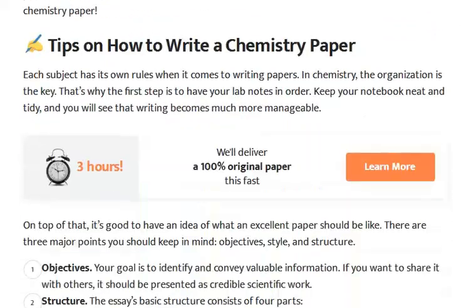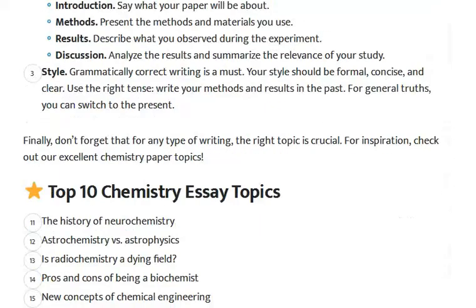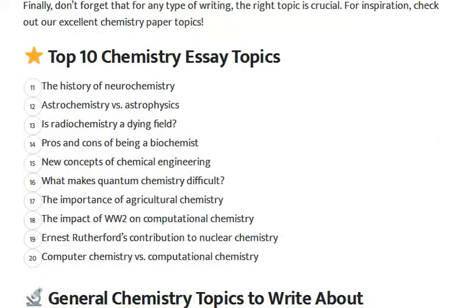Number 11. The history of neurochemistry. Astrochemistry versus astrophysics. Is radiochemistry a dying field? Pros and cons of being a biochemist.